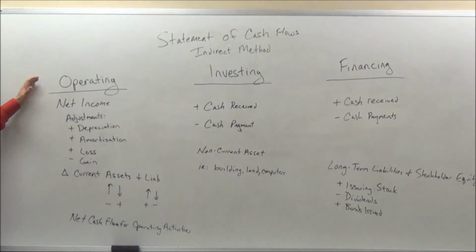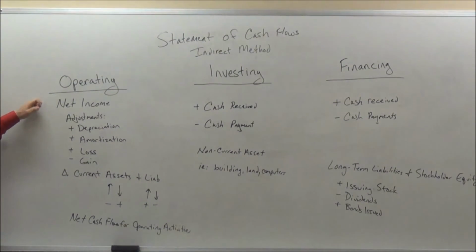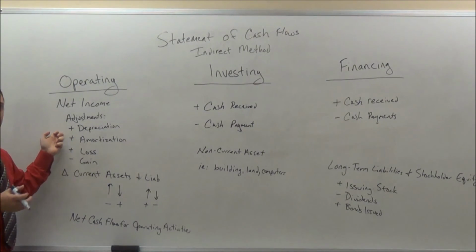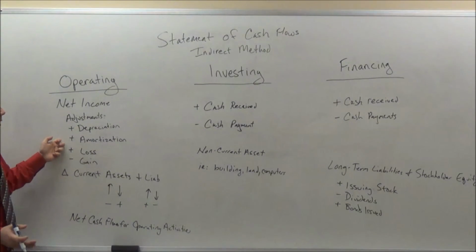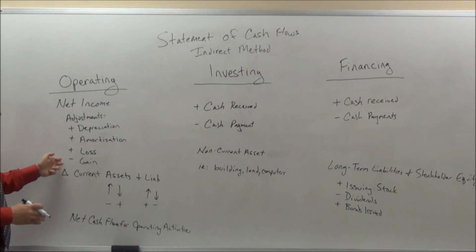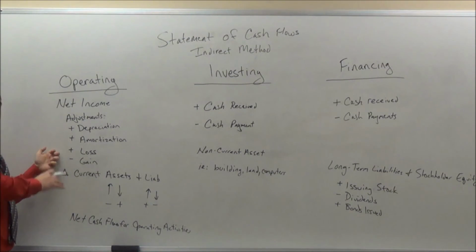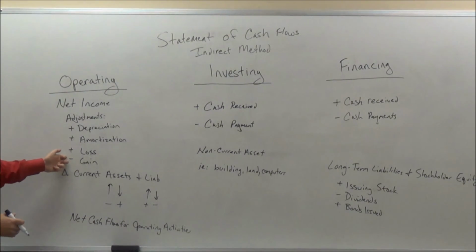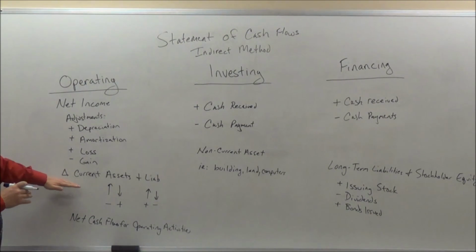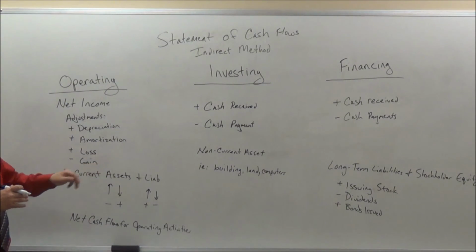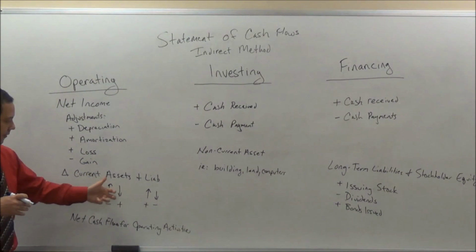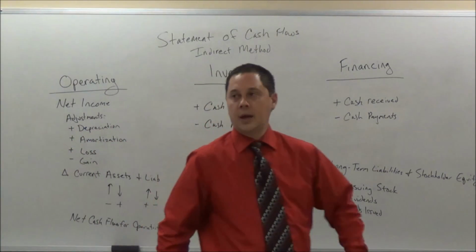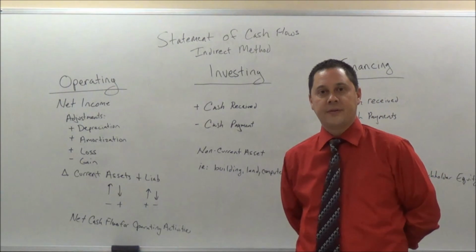Now the operating activity, as I review here, we start with the net income. We start making the adjustments to our net income, adding in the depreciation that we took away originally, adding in the amortization that we originally took away, adding any loss that we took away, or subtracting a gain that we had, and then any changes to our current assets and current liabilities. And this is the breakdown for those. This is the indirect method for the statement of cash flows.